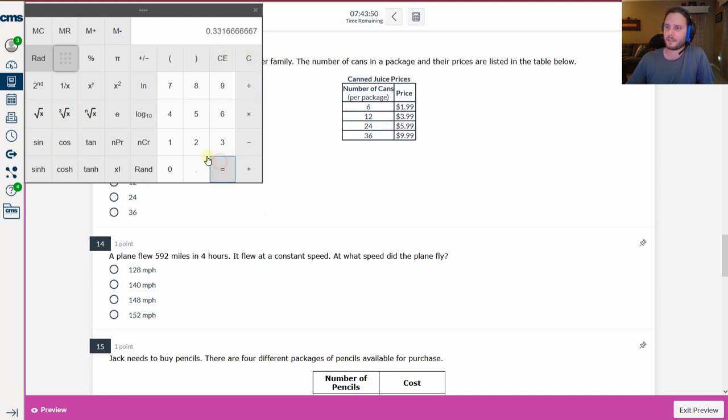And that is going to equal 0.33 just about if we round down. So 0.33. Okay, let's check the next one. $3.99 divided by 12 cans. And that's going to be, well, once again, about the same, about 0.33. So these two are the same price. And then we go to the 24-pack, which is $5.99 divided by 24 cans.